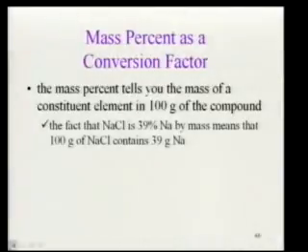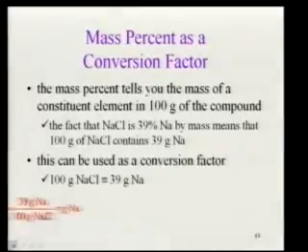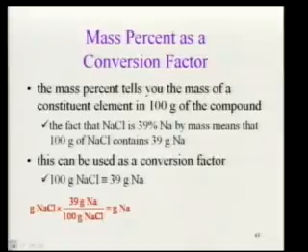Guess what? That can be a conversion factor. We know that 39 grams of sodium are present for every 100 grams of sodium chloride. That's operating under the assumption that you are given a mass percent of an element in that compound. So there you go. That's how it was calculated.